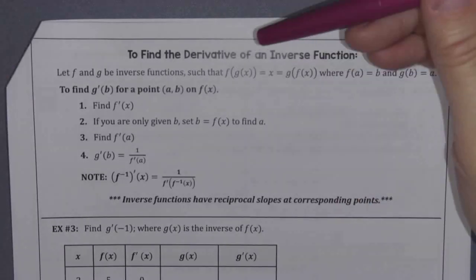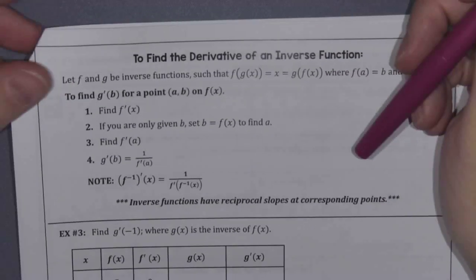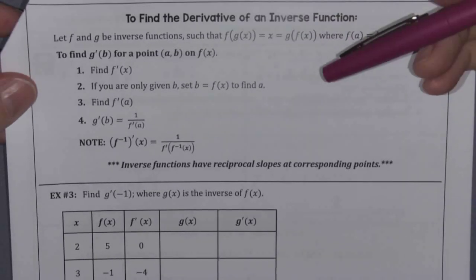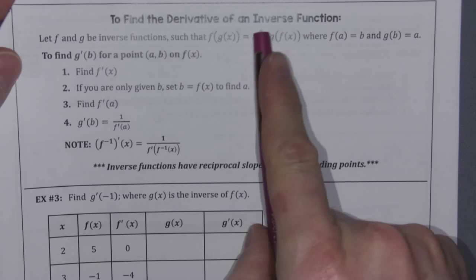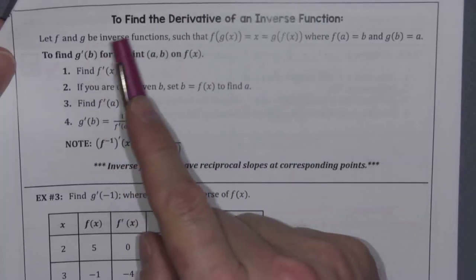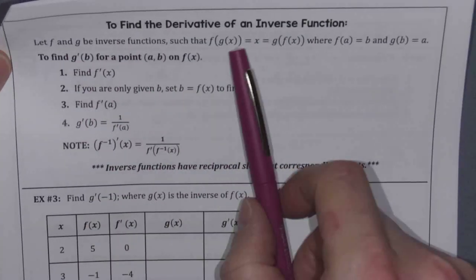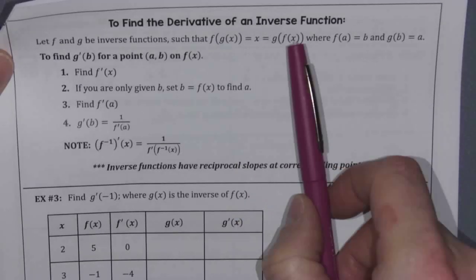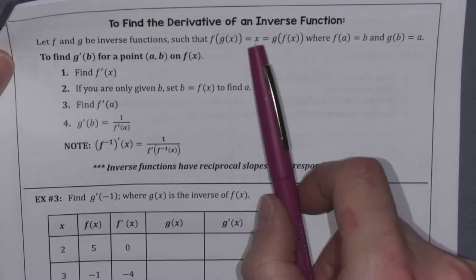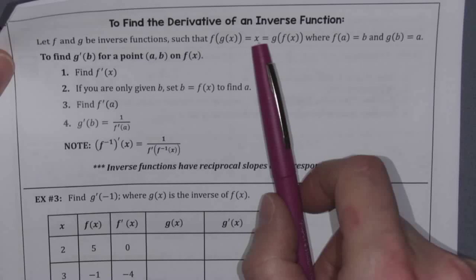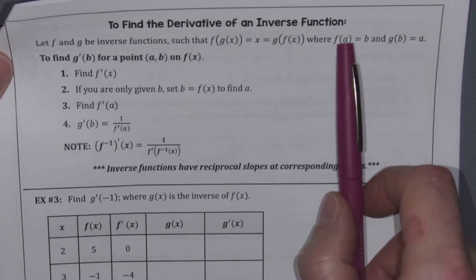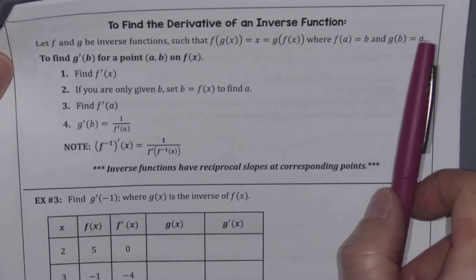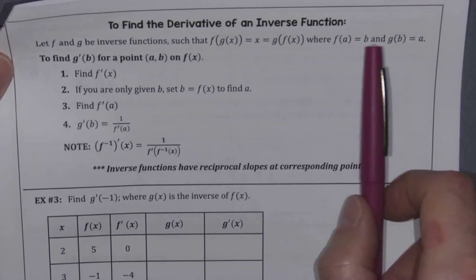All right, we're going to continue these notes here. We're just going to revisit this. We've already talked about how to find the derivative of an inverse function. These guys are inverses of each other. We know that when we compose them, they should equal x, by definition of an inverse. If I plug in my input for one function, it will be the output of the other, and vice versa.